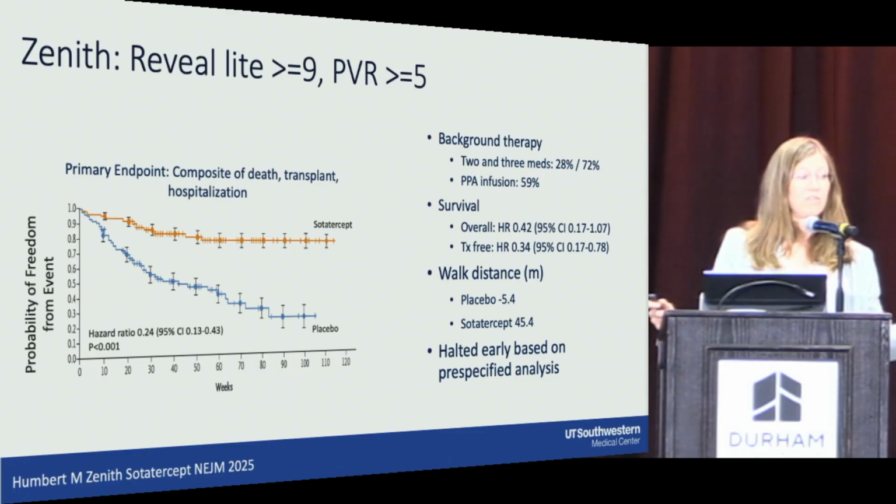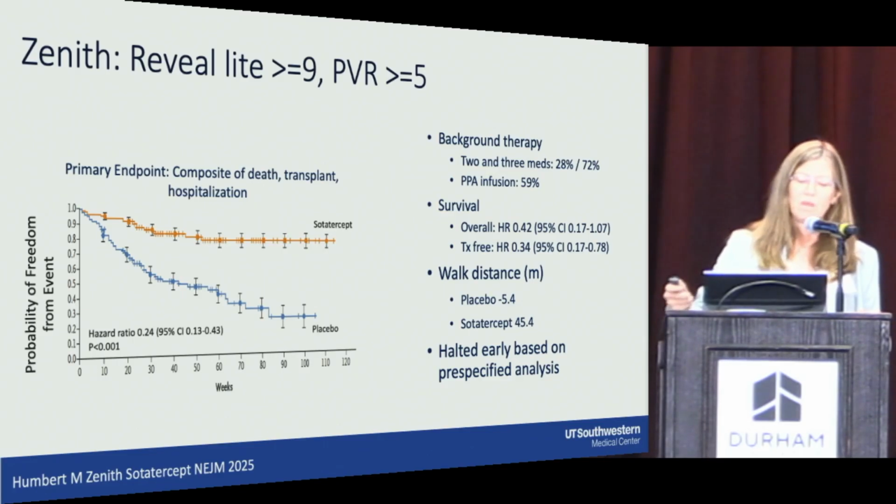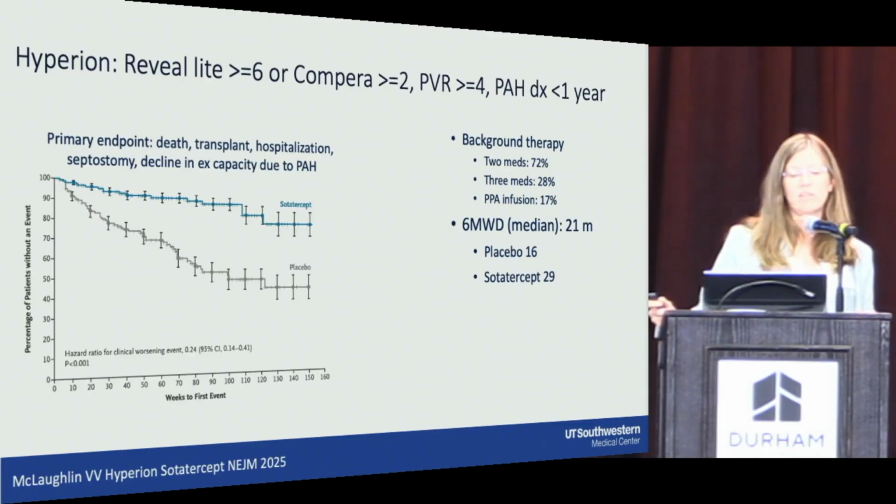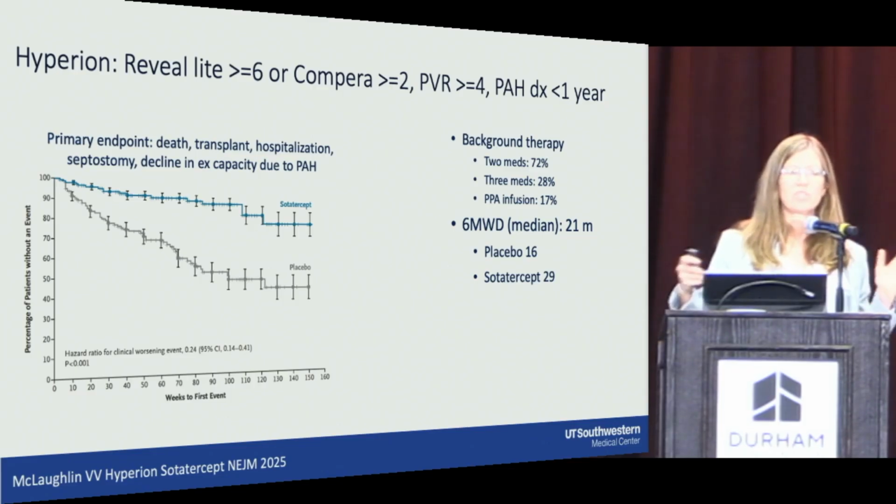And then it approached meeting survival benefit all by itself, did not hit the overall survival, but if you looked at transplant-free survival, the hazard ratio was 0.34, and the confidence interval there doesn't cross 1. So impressive study for high-risk patients. And this was halted early based on a pre-specified interim analysis. And then finally, Hyperion, this was the REVEAL Lite greater than or equal to 6 or COMPERA greater than or equal to 2, which is to hit that really just takes one of your severity measures looking bad.